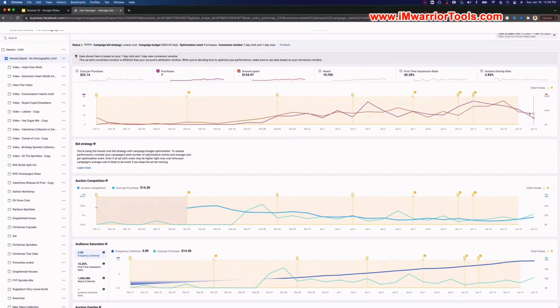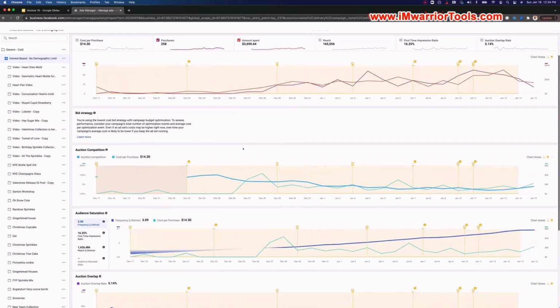And as we actually scale back down this audience, we actually see a decrease in purchases. And our auction competition is probably one of the lowest auction competition rates I've seen in a while. And that is from having an audience that is not only fairly large in size, but also because we're focusing in on our best performing ones. And so therefore, this is a very scalable audience.